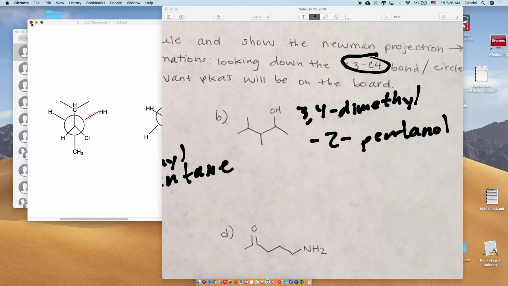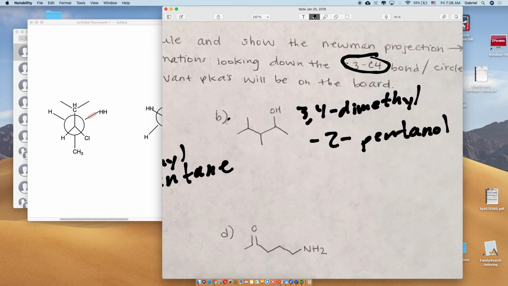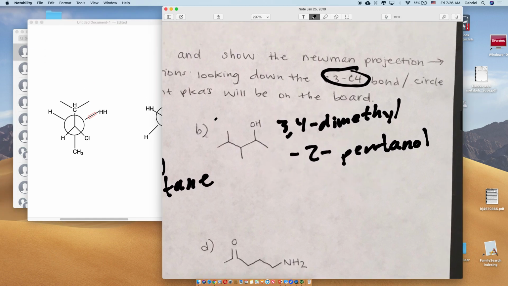And like you said, we might not do all the names with you so we can practice the Newman projection. But it's important to be able to name a molecule so that you can find the bond they specify. So you might say look down C3 and C4. So now I know that my C3 and C4 are this right here. Does that make sense? Yeah. So now my eye is going to be right here, looking at the molecule.